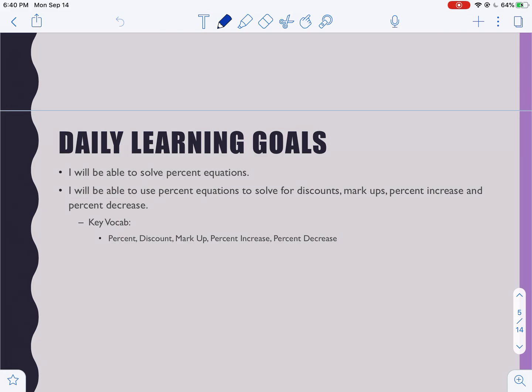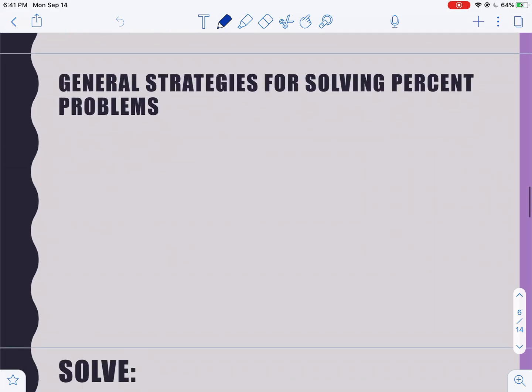So today we are going to be able to solve percent problems, so equations that involve percents, and we will be able to use percent equations to solve for any problems that involve discounts, markups, percent increase, and percent decrease.